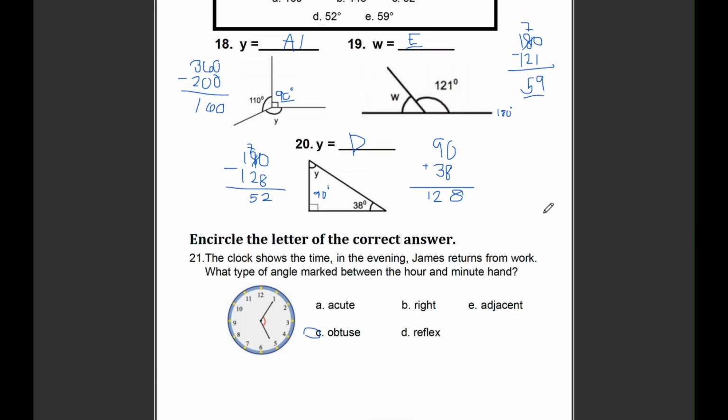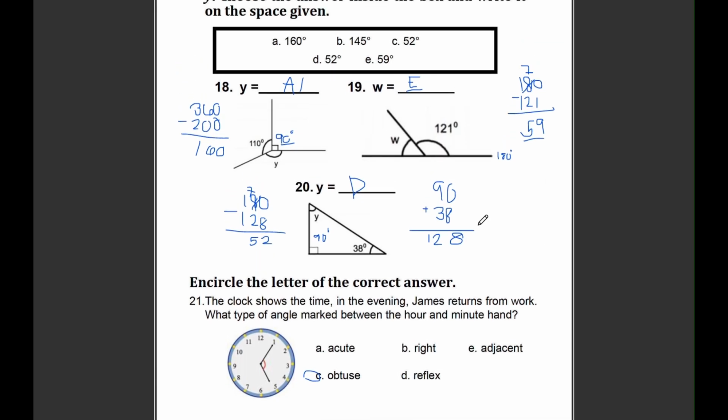Finally, for question 20, we have problem solving. A right triangle with one acute angle of 38 degrees. We need to find y. Remember the important rule that the sum of angles in any triangle is always 180 degrees, and a right triangle has a 90-degree angle. The options are 160 degrees, 145 degrees, 52 degrees, and 59 degrees.